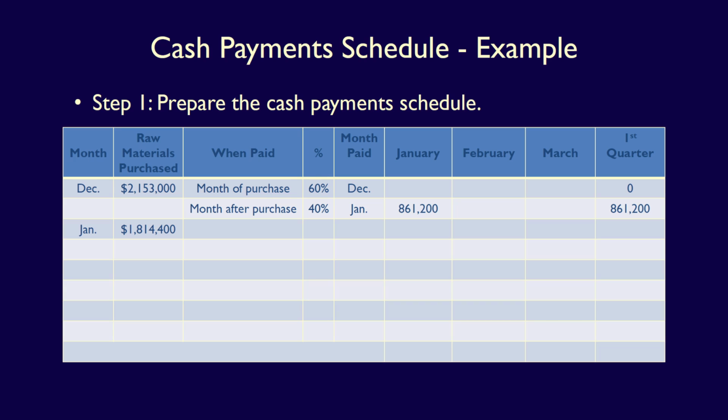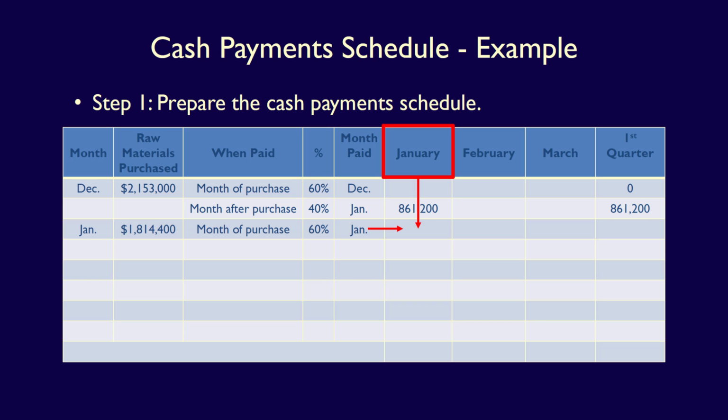We get that from our history of payment schedule, but since it's identical to what happened in December, we can simply copy it down. When paid, month of purchase, percentage 60%. Now, what is the month paid? January purchases will be paid in the month of purchase, which is January, so we place January in the month paid. Do we have to do a calculation?